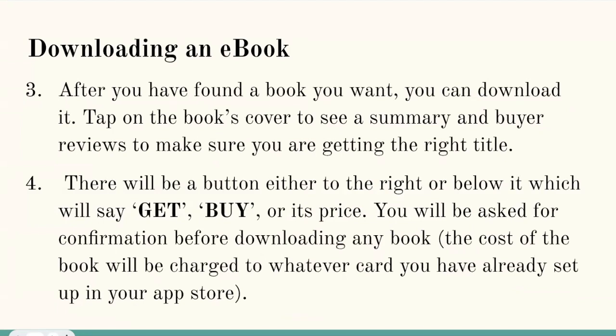The next step, once you have found the book that you're interested in reading, is to download it. If you want to see a summary, you can tap on the book's cover, and there are also buyer reviews available, so make sure that you're getting the right title when you're downloading it. Typically, there will be a button either to the right or below the book, which will say Get or Buy, as well as its price.